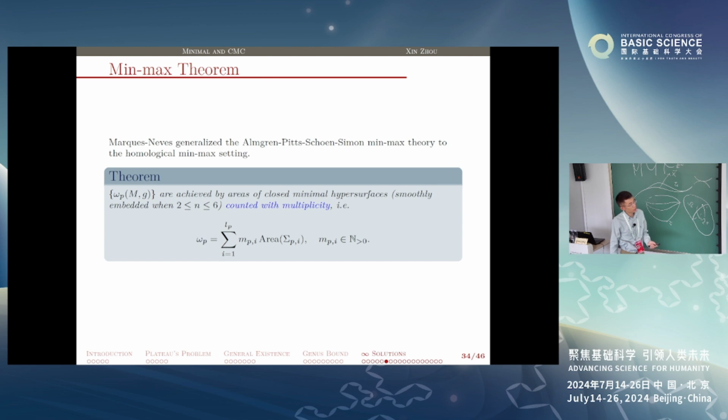You can imagine this is a linear combination and the coefficients are integers. Another way to interpret this is that if you think of omega p as the p-th Laplacian eigenvalue, in that eigenspace you may have several eigenfunctions. Each of them has some multiplicity. I mean, these are all very heuristic.